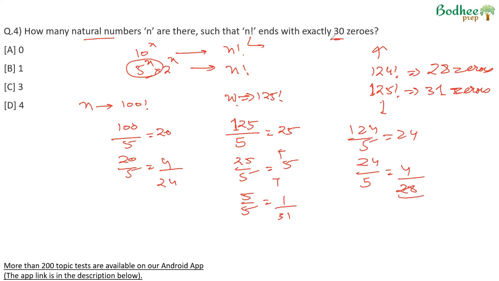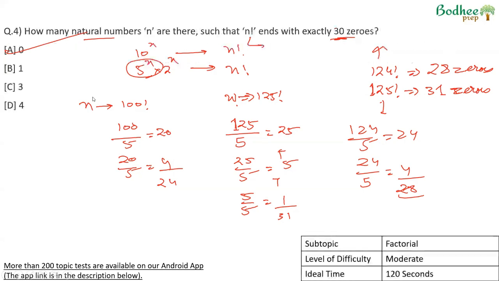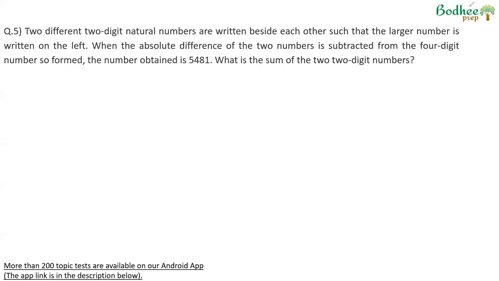So how many numbers end in exactly 30 zeros? There is no number that ends in exactly 30 zeros. Now, this concept is probably moderate to difficult to understand, but once you know the concept, the question is not very difficult. 2.5 minutes is good enough to answer the question.